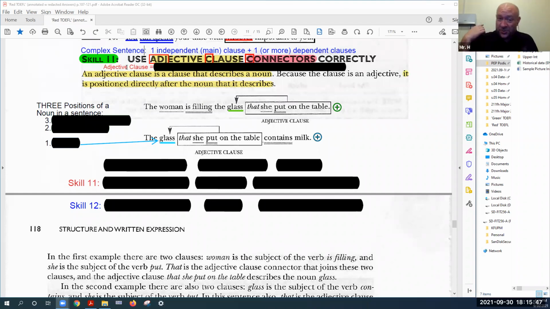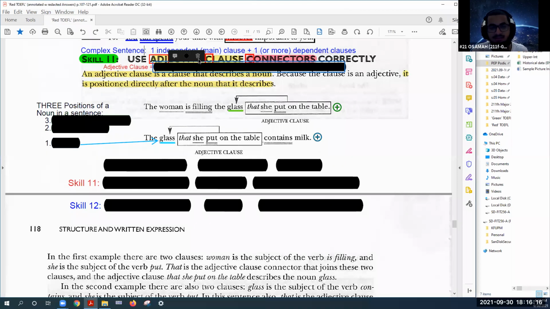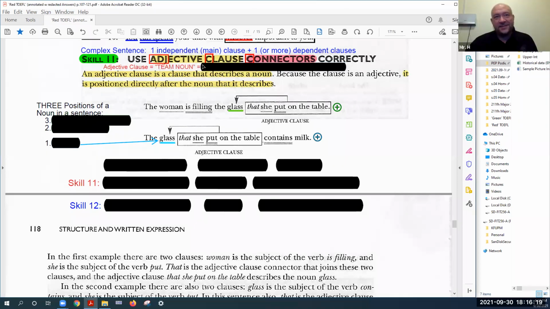So we learned last week adverb clauses, right? What did I tell you? What is an adverb clause? Team adverb, so an adverb with many parts, right? What about a noun clause? A team noun. So that's a noun with many parts, right? We did that one today. So what about an adjective clause? A team adjective. Bingo.